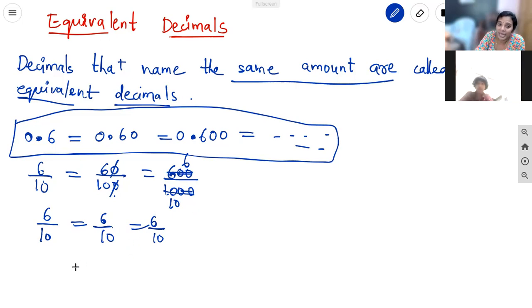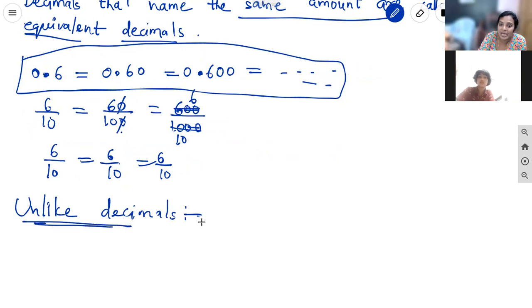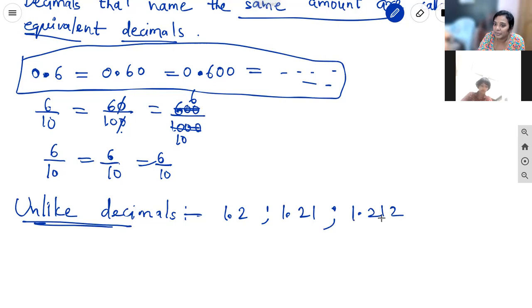If they ask about like decimals and unlike decimals, these here are unlike decimals. Like decimals means the number of digits after the point. Here we are discussing unlike decimals. Unlike decimals means the number of digits after the point is different. Suppose 1.2 is one decimal number, 1.21 is another decimal number, 1.212 is another decimal number.